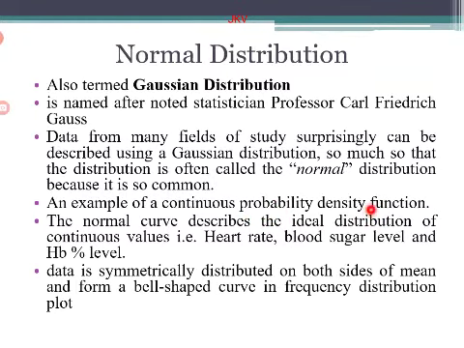Now usually the data from most medical experiments will follow this particular normal distribution pattern. The normal curve describes the ideal distribution of continuous values, that is heart rate, blood sugar value and HB level. The data when plotted in a graph is symmetrically distributed on both sides of the mean and forms a bell-shaped curve in the frequency distribution plot.